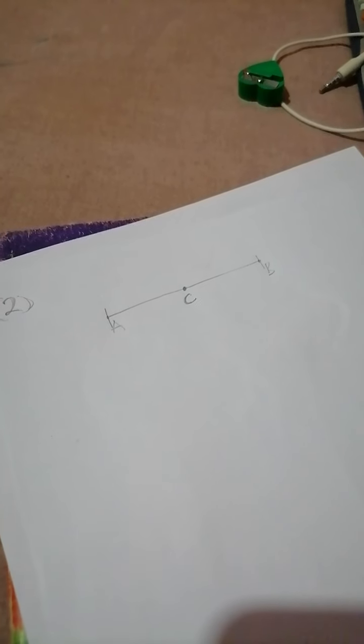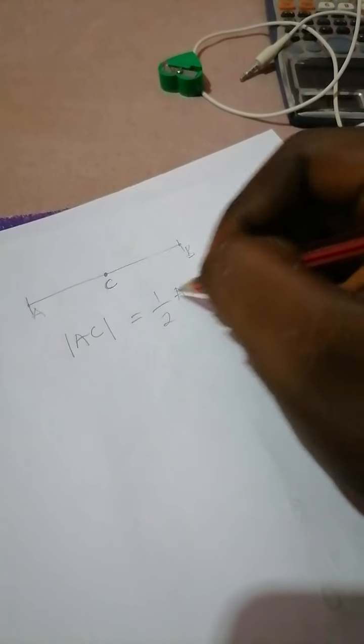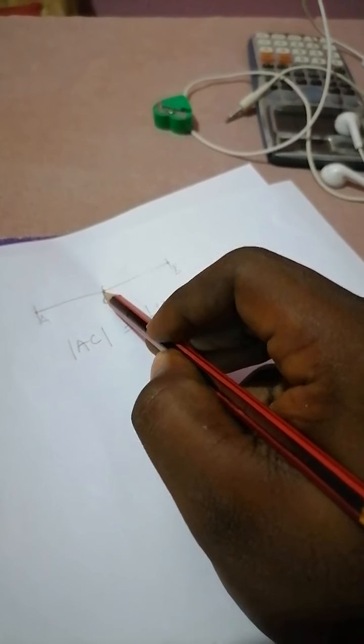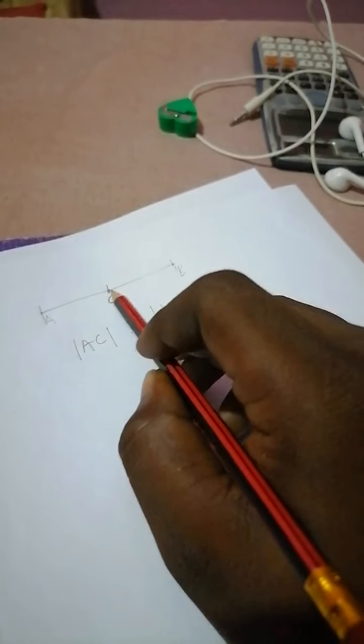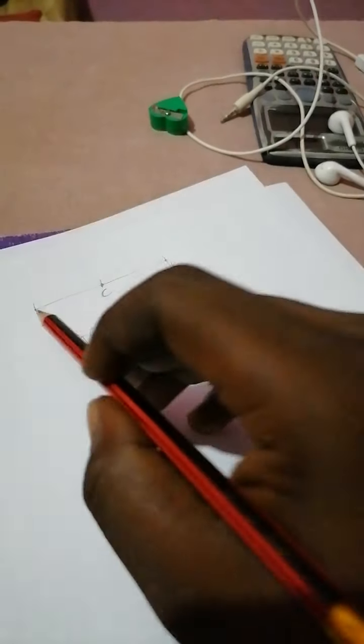If C divides AB equally, it means C now becomes the midpoint. Midpoint means the point in the middle of the line. So C becomes the midpoint of the line AB. Now, what does this mean in terms of math? This means that the magnitude AC is half of the magnitude AB. Meaning that the length of the line AC is half of the length of AB. It is telling you that the line AB is twice the line AC.